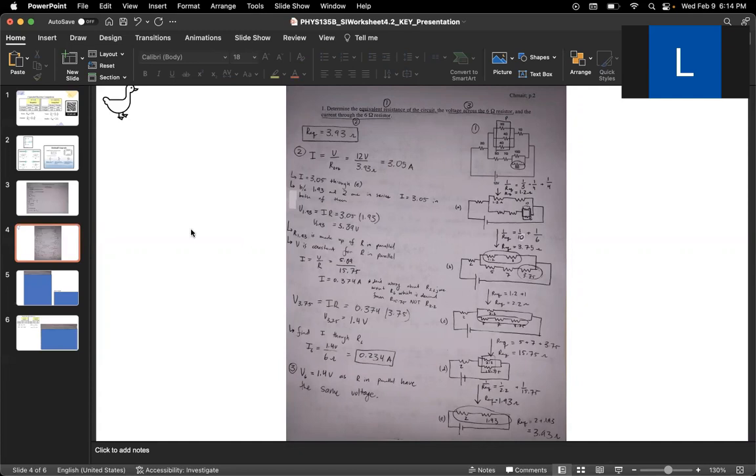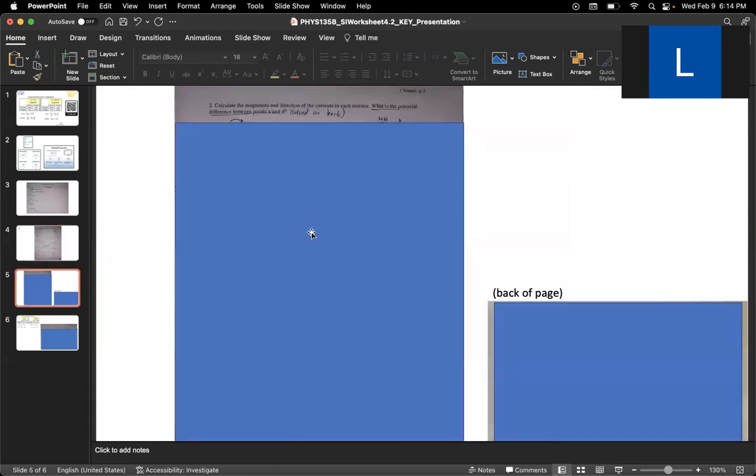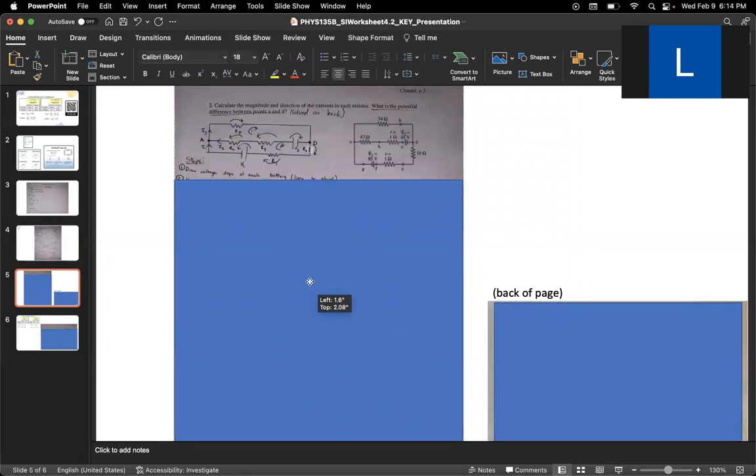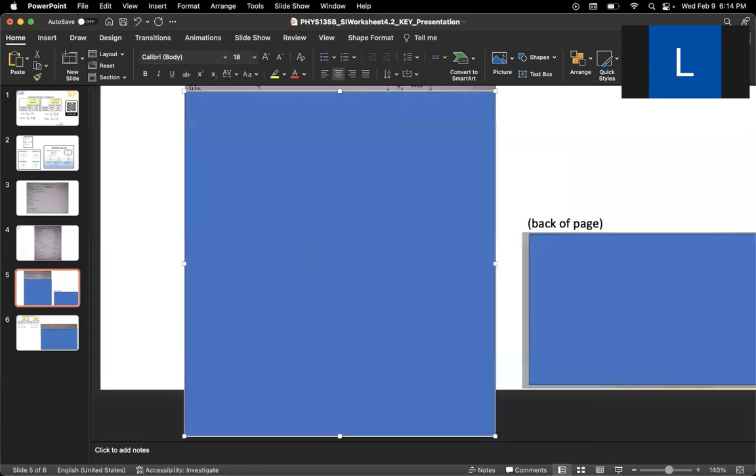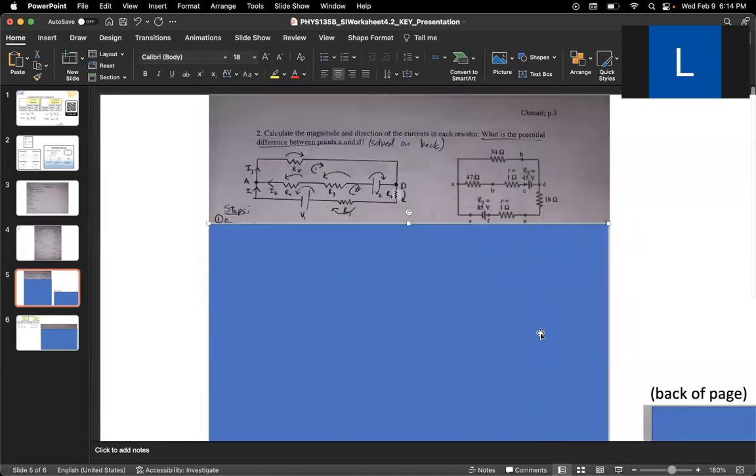Okay, so I'm guessing no questions. I'm just going to move on. So this is number 2. Again, this is one I'm pretty sure would be on the exam. This is Kirchhoff's rule. So we're given this diagram. I just cleaned it up and drew it over here. I'm just going to zoom in and explain what I did.